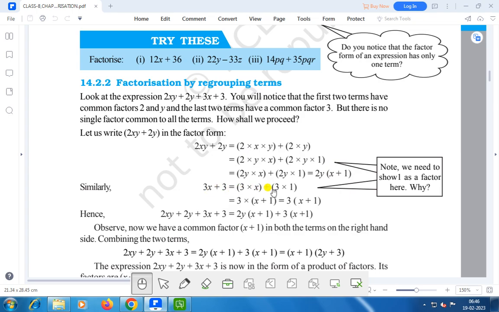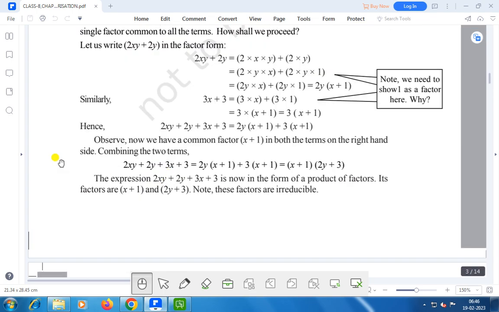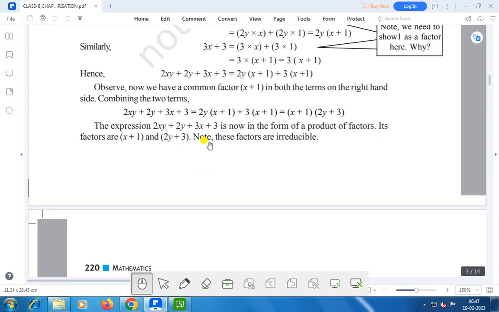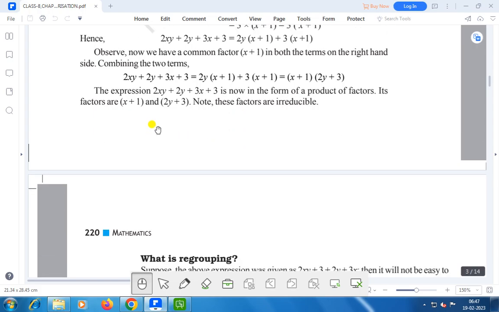3x plus 3 is 3 into x plus 3 into 1, which equals 3 into x plus 1. Therefore, we can write 2xy plus 2y plus 3x plus 3 as 2y into x plus 1 plus 3 into x plus 1. Observe now, we have a common factor x plus 1 in both the terms on the right hand side. Combining the two terms, we get x plus 1 into 2y plus 3. The expression 2xy plus 2y plus 3x plus 3 is now in the form of a product of factors. Its factors are x plus 1 and 2y plus 3.